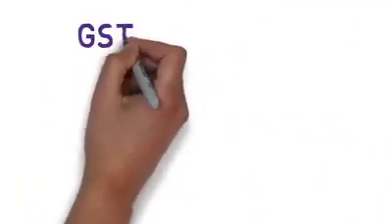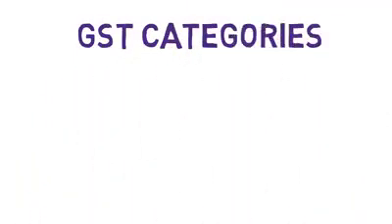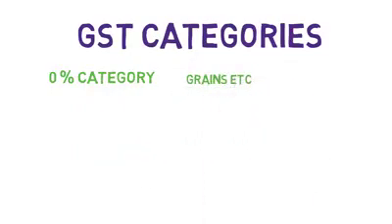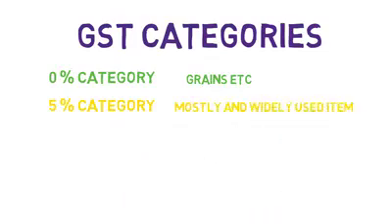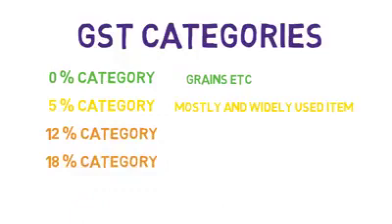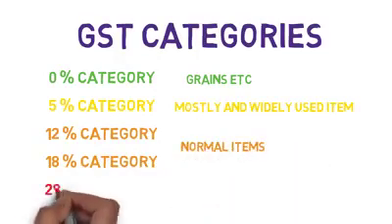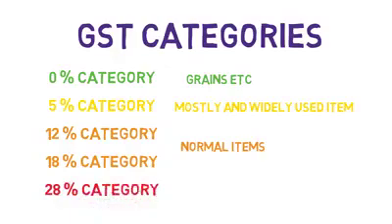We will also have 5 categories in GST in India. A 0% category, which will apply on food grains etc. A 5% category, which will apply to mostly and widely used items. 12 and 18% categories, which will apply to items which are normally used. And a 28% category, which will apply to luxurious items.